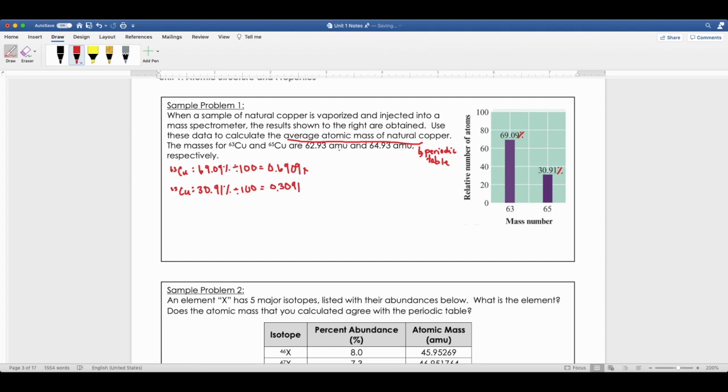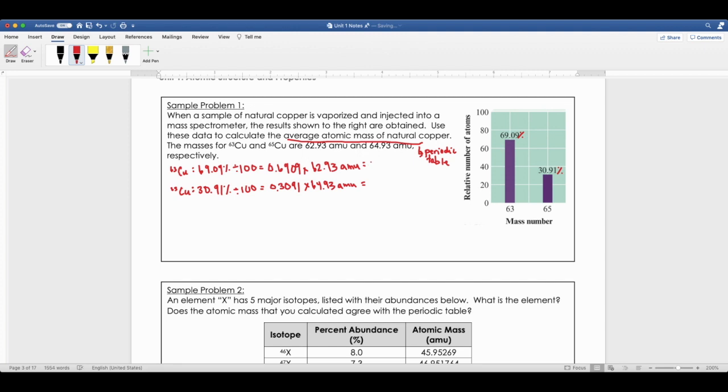Why is it not exactly 63? Well, that's because protons and neutrons don't weigh exactly one atomic mass unit each. They're a little bit less than that. So I'm going to multiply this by 62.93 atomic mass units. And I'm going to multiply this bottom one by 64.93 atomic mass units. And when I do that, I'm going to get two different values.